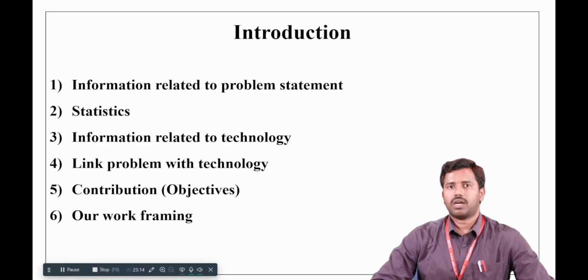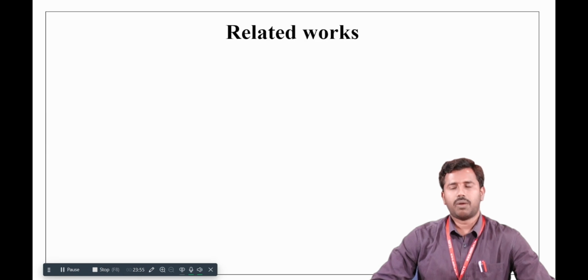For example, in the coming sections, under section number 2, literature survey is there. Under section number 3, methodology is there. Under section number 4, results and discussions are there, and so on. Likewise, we have to maintain one framing section which is used to identify what the coming sections are after the introduction. So the introduction will contain the entire information related to the problem statement and the information related to the technology, statistics, and the link of the current problem statement to the technology, how we are solving it, contributions, nothing but objectives, and the framing section.